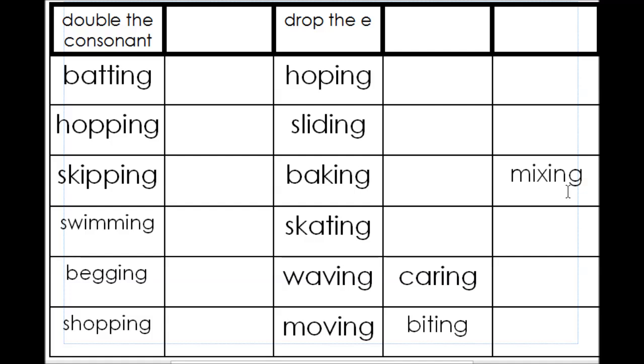Now over here, I have the word mixing. The reason why mixing is over here, which I think you're familiar with because we've worked on this before, is it's an oddball. An oddball means a word that does not follow the rules of our spelling list. Think about why mixing does not follow the rule. I'll give you a second.